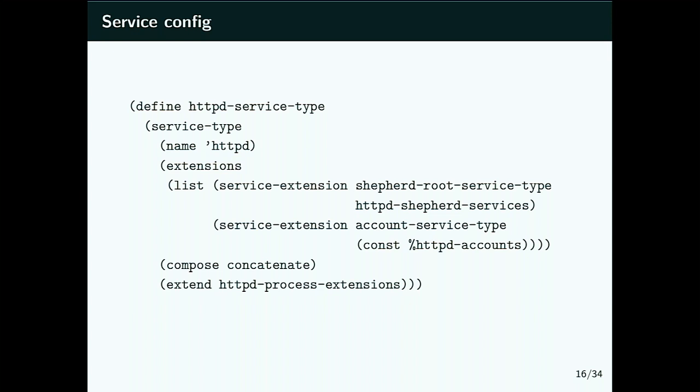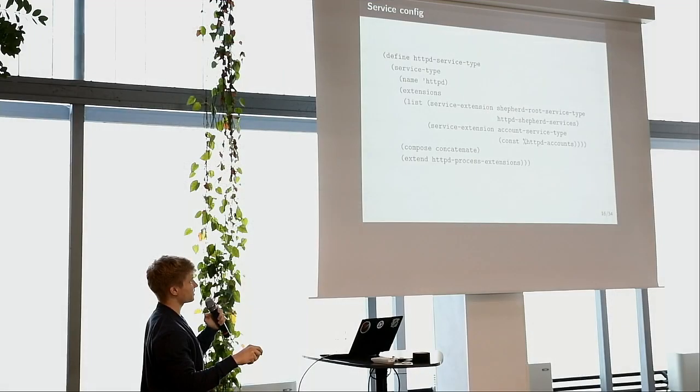So here, for example, is the Apache service. What it defines is its name and the extensions, so which services Apache extends. It's also simplified, it's not everything. Apache has some Shepherd service, and we just say extend the Shepherd with our Apache services. And because it also uses some accounts to run those services, it extends the account service type. So the account is not really a service, but in NixOS speak, it would be a module.